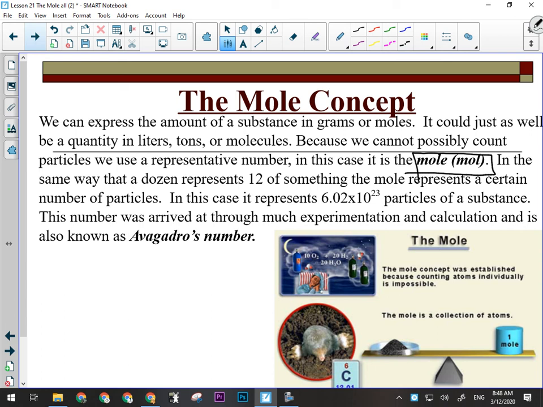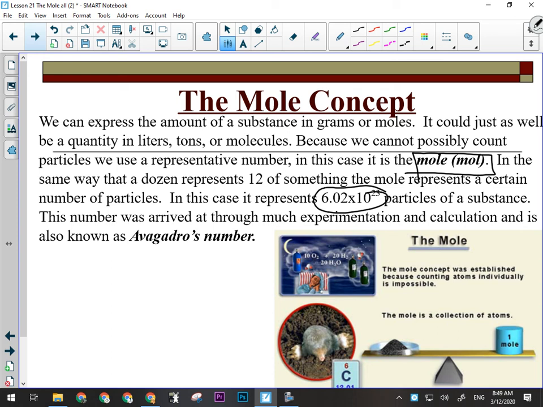The mole works like a dozen. How many do you have? You have a dozen of something, 12. It doesn't matter what you have. If someone says you have a dozen of these, you know you have 12. A dozen always represents 12, whether it's donuts or eggs or whatever. Well, a mole is always this many. And it doesn't matter what I'm talking about, whether it's chlorine gas, water, a chunk of lead, whatever, if I have 1 mole of that material, this is how many particles of it I have.